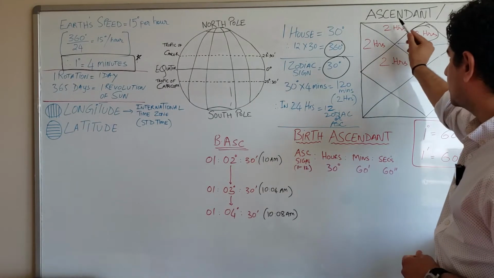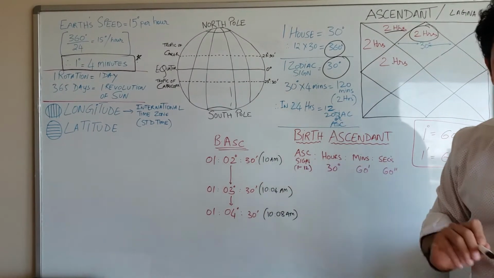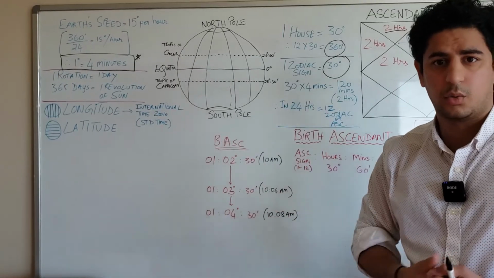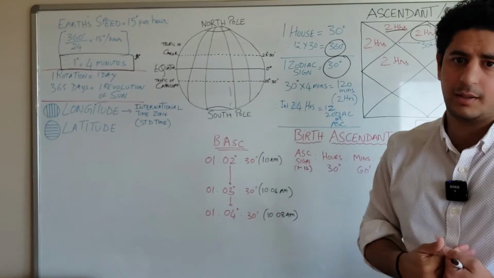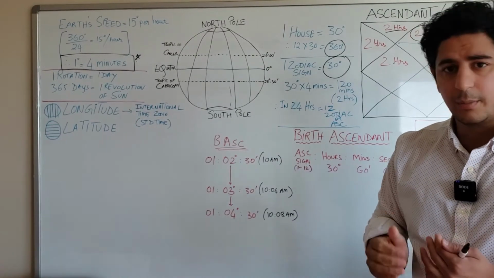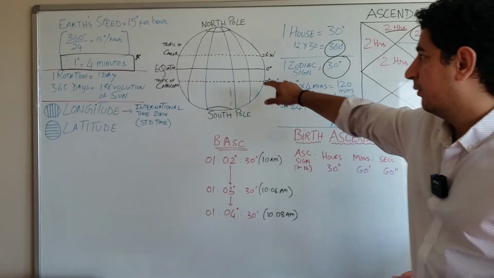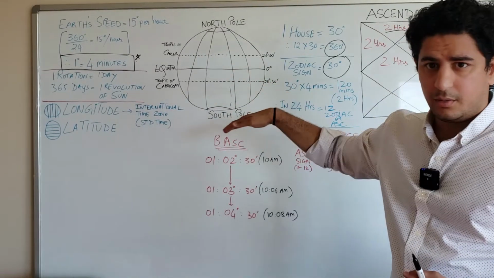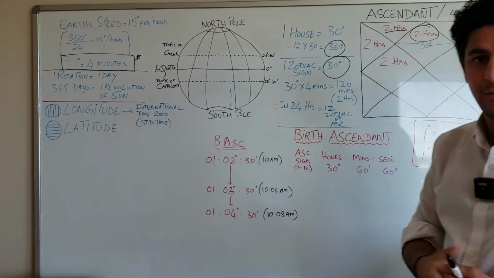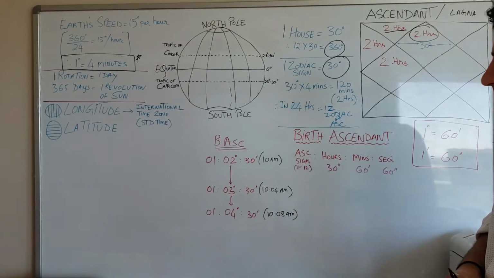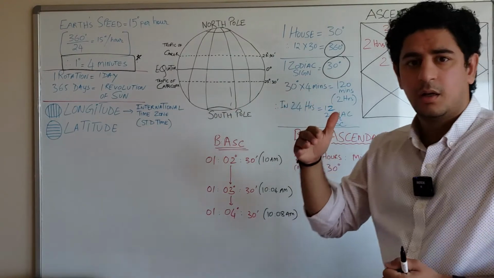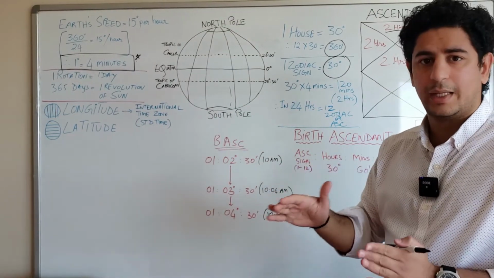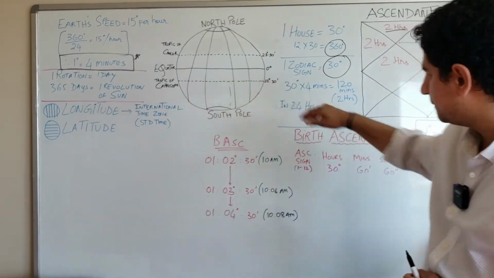Now 2 hours per ascendant or per zodiac sign is again approximate. Some zodiac signs take 2 hours 10 minutes, some take 1 hour 55 minutes. It also depends upon the location of where you are on earth. Like if you are right on the equator, then it's different, because on the equator the daytime and the night time are kind of equal.